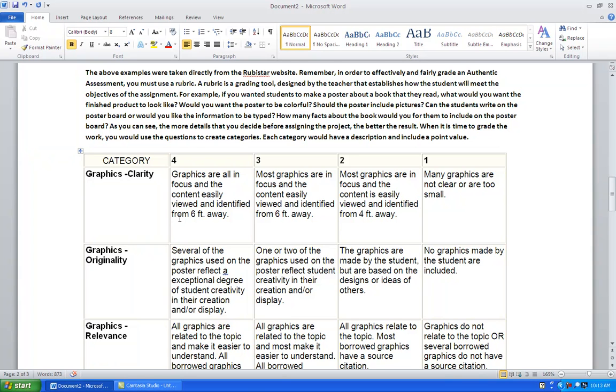Also, the point totals. On this screen, you see 4, 3, 2, 1. But of course, you can change this. It could be 10, 8, 5, 3. It can be anything that you really want it to do.